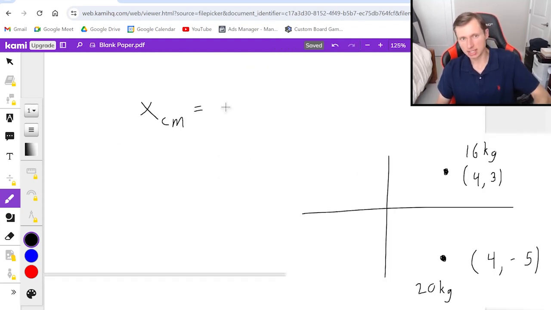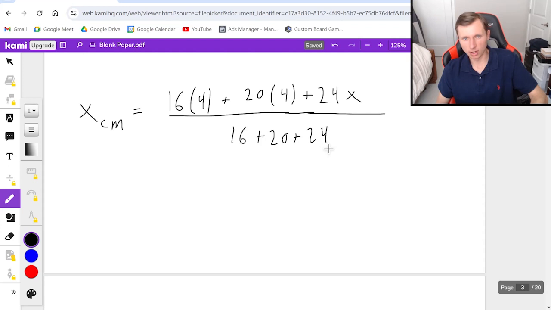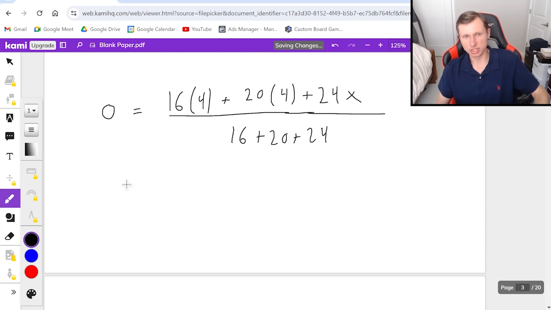X center of mass equals fraction bar. Mass 1 is 16 times its x distance 4, plus mass 2, which was the 20, times the same x value 4, plus the 24 kilogram mass that I'm adding times its x value, which I'll just be calling x, and then divide it by the sum of masses, 16 plus 20 plus 24. And like we said, we want this center of mass to equal 0, so that's exactly what I'm going to do. I'm going to set this equal to 0.